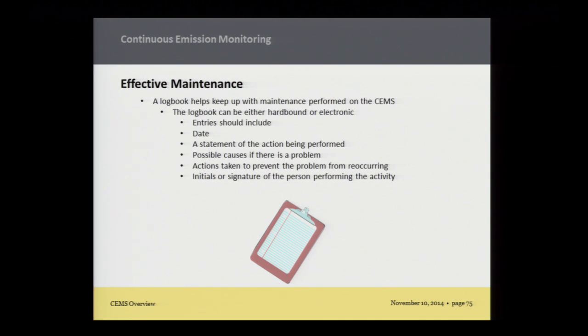Another best practice of effective maintenance is keeping a logbook. That logbook can either be hardbound or electronic, and it should include the date, a statement of the action being performed, possible causes if there is a problem, actions taken to prevent the problem from reoccurring, and who performed that maintenance. We didn't have this a couple of times and got dinged on it, because, well, who are we supposed to go talk to to know if they actually did that?